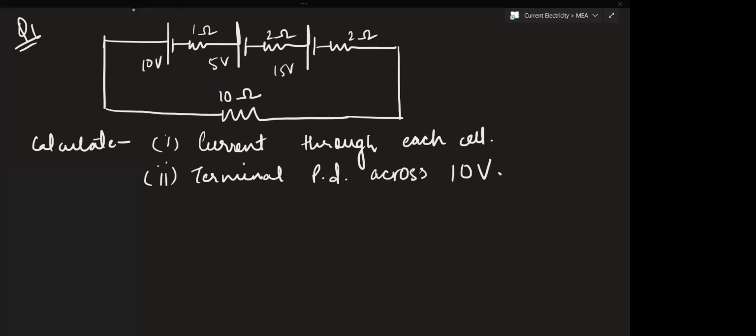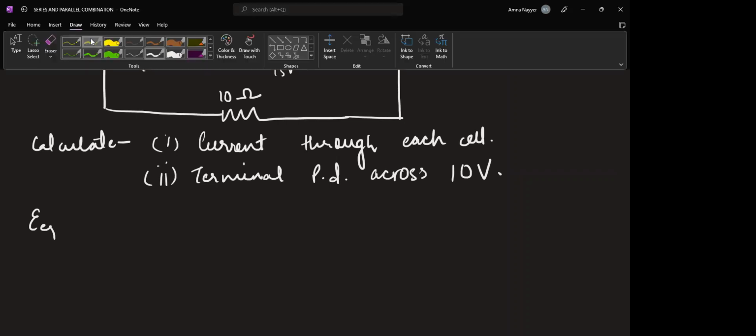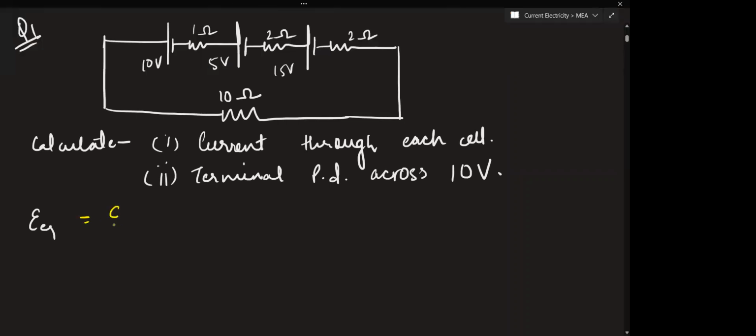See, in this question, E equivalent will be what? E equivalent will be the sum of all the EMFs that you have. If you calculate the equivalent EMF, it will be directly the sum of all EMFs. So that is 10 volt plus 5 volt plus 15 volt. That makes it 30 volt.